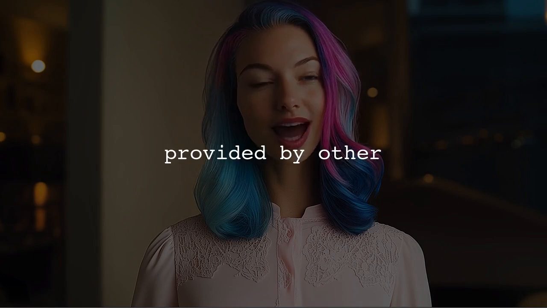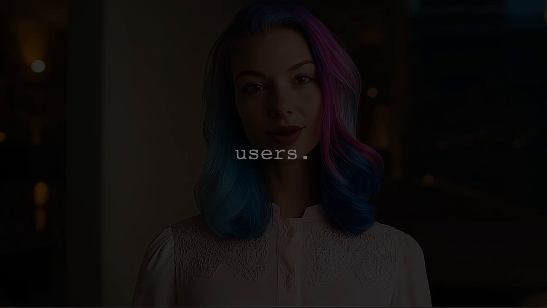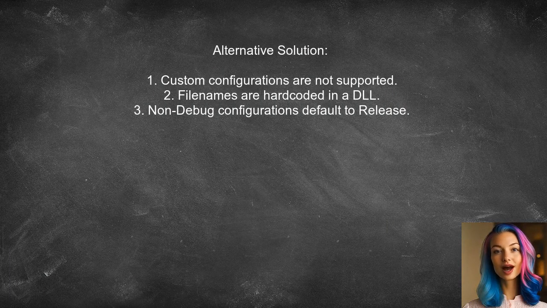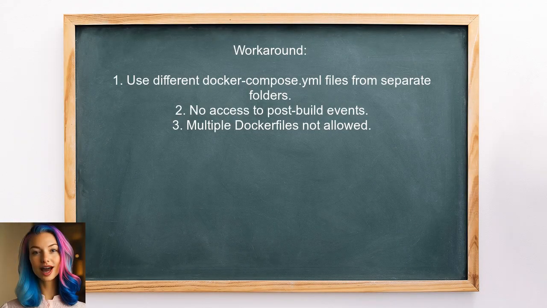Now let's look at the answers provided by other users. This user explains that unfortunately, it's not possible to use custom configurations for Docker in Visual Studio. They discovered that the file names for Docker configurations are hard-coded, meaning anything other than debug defaults to release. They suggest a workaround by using different Docker Compose.yml files from separate folders.